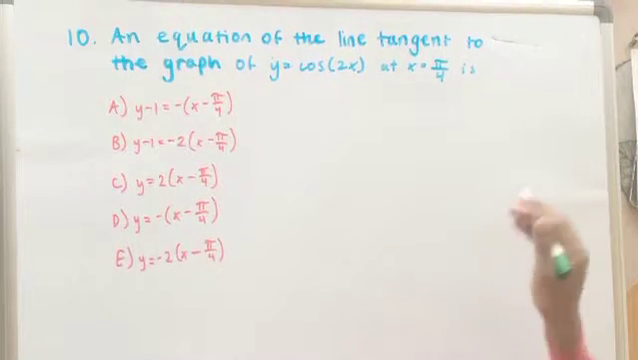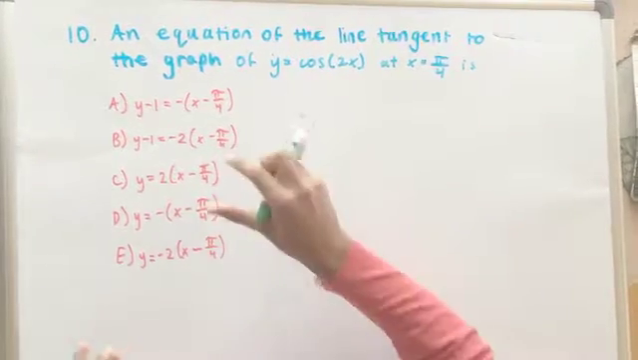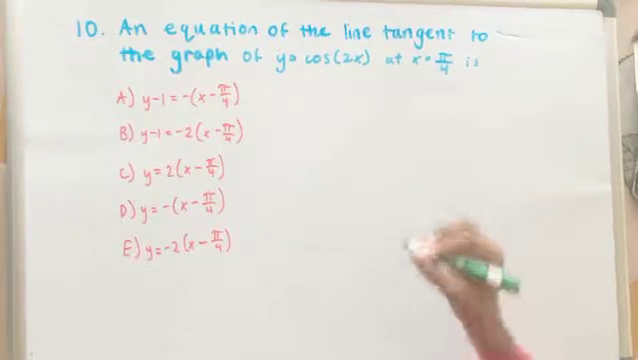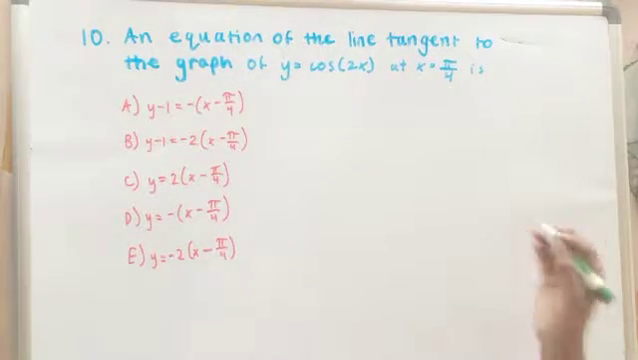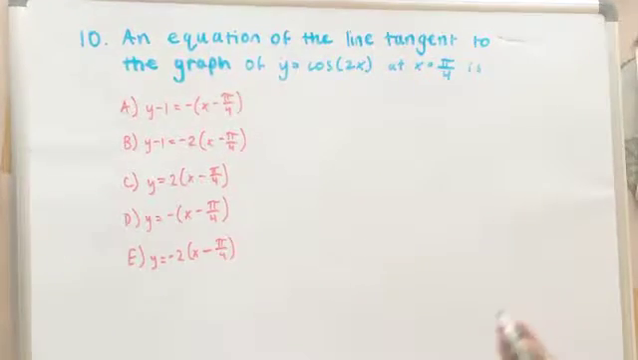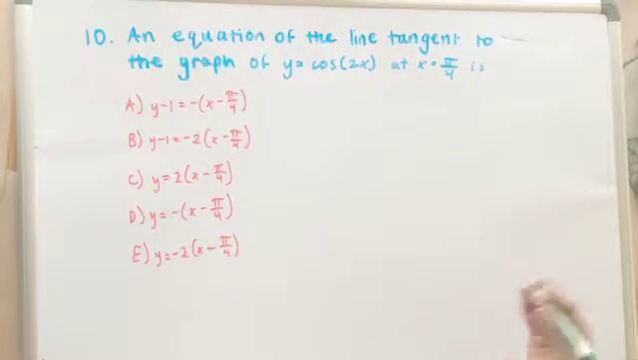Problem today is an equation of the tangent line to the graph of y equals cosine of 2x at x equals pi over 4 is. And these are your 5 options because it's multiple choice. So first looking at this problem, we need to find the derivative of the original function because it's finding the line tangent to the graph, which means you have to find the slope of that line in order to find a line itself.